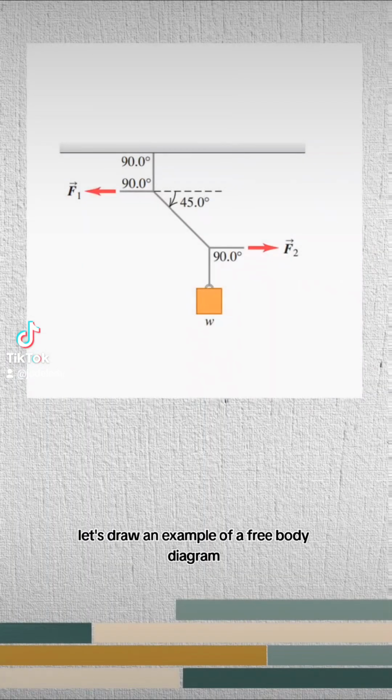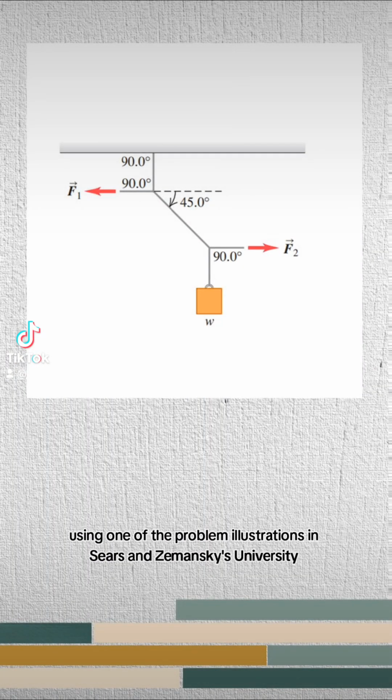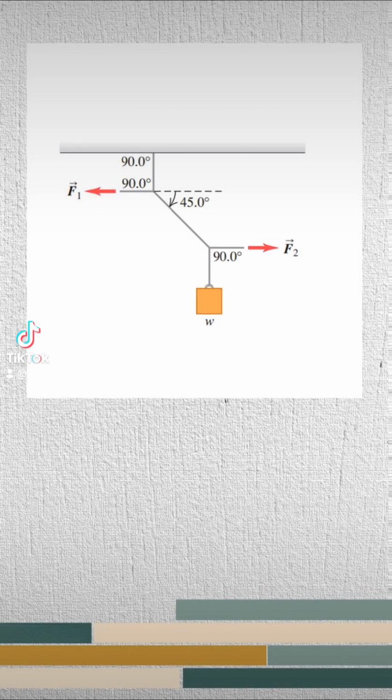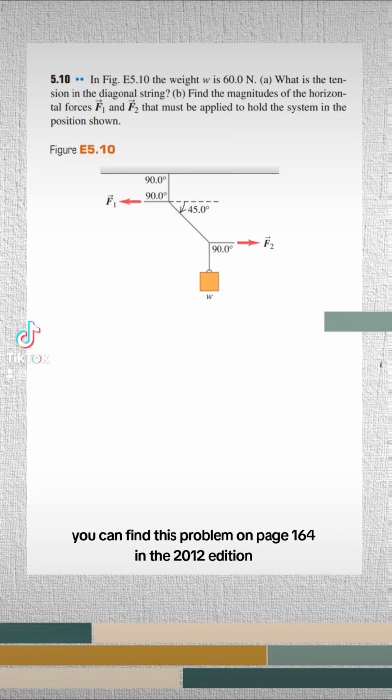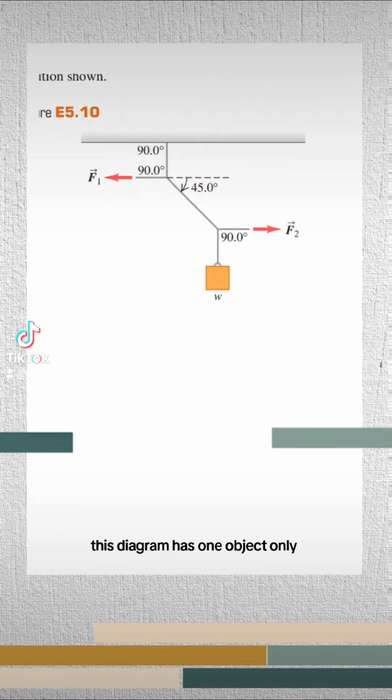Let's draw an example of a free body diagram using one of the problem illustrations in Sears and Zemansky's University Physics with Modern Physics by Friedman and Young. You can find this problem on page 164 in the 2012 edition. This diagram has one object only.